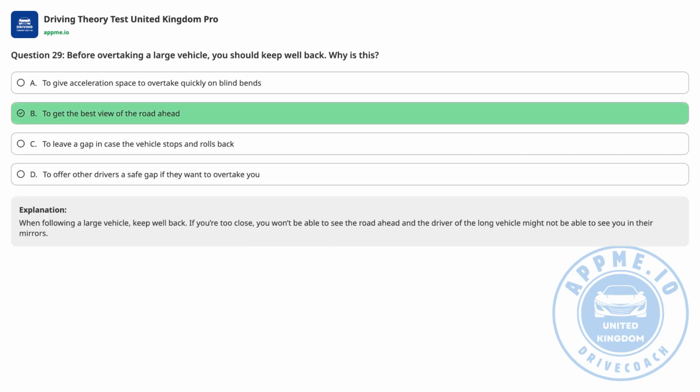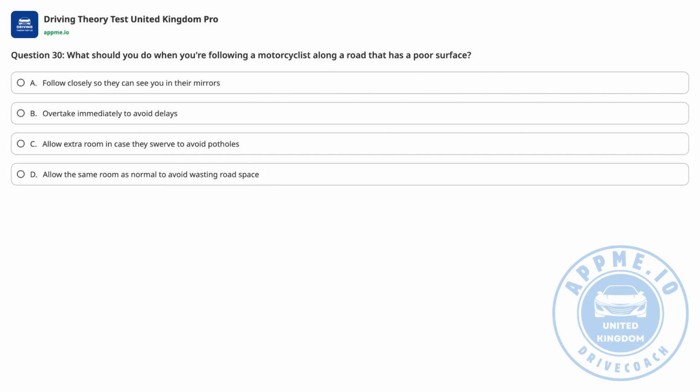The correct answer is B. Question 30. What should you do when you're following a motorcyclist along a road that has a poor surface? A. Follow closely so they can see you in their mirrors. B. Overtake immediately to avoid delays. C. Allow extra room in case they swerve to avoid potholes. D. Allow the same room as normal to avoid wasting road space.